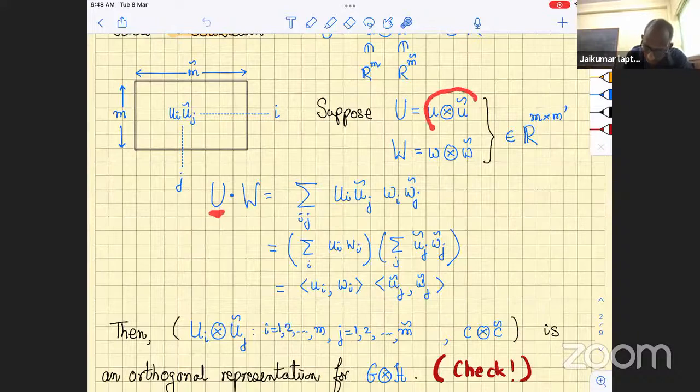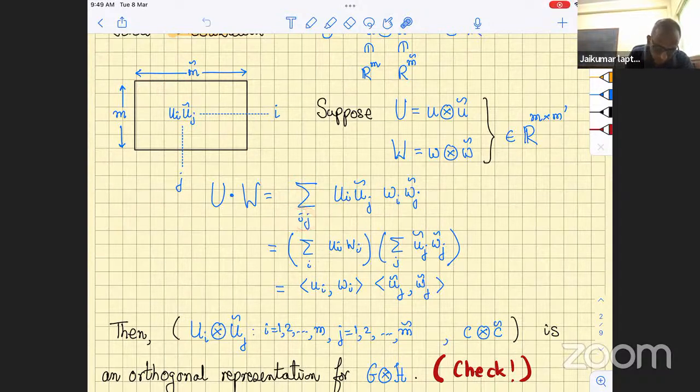That means this is already an object like this. That is an object like this. This is also an object like this. What do we mean by that dot product? You take the first component of the first one, multiply it with the first component of the second one. Second component, third component, and add them up.